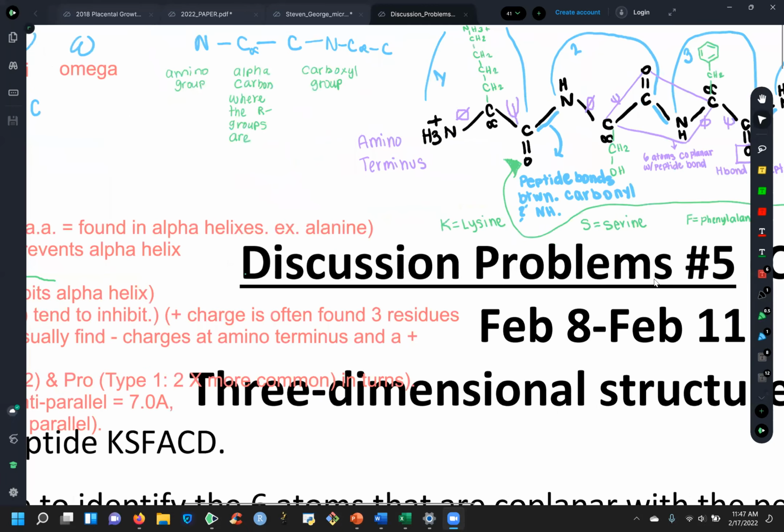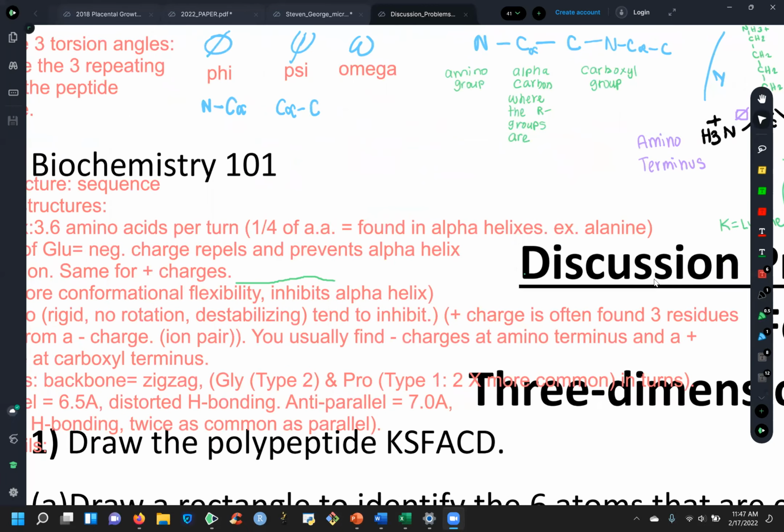Next, we've got to learn some rules. We have some angles: phi and psi angles. So this is phi and this is psi. Now the rule for phi is from nitrogen to alpha carbon. And the rule for psi is from alpha carbon to carbonyl. So those are the rules. You have to have them memorized, and then it's super easy.